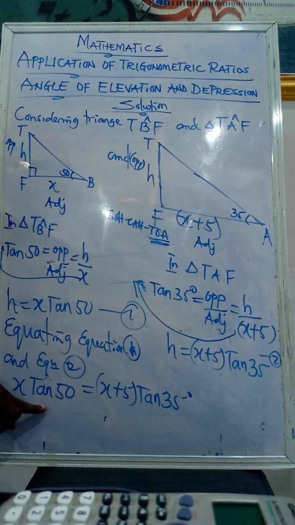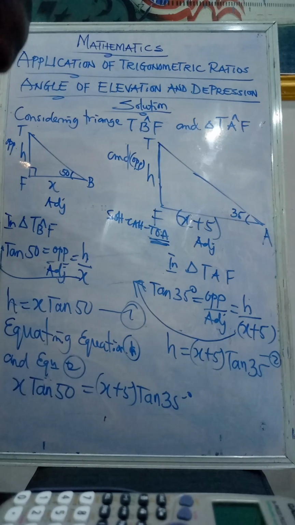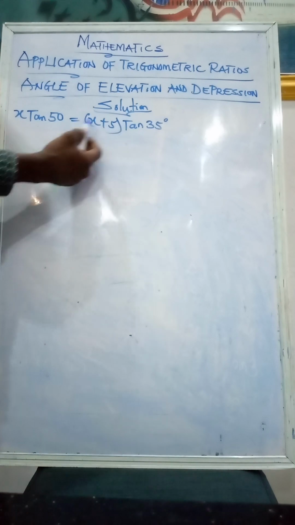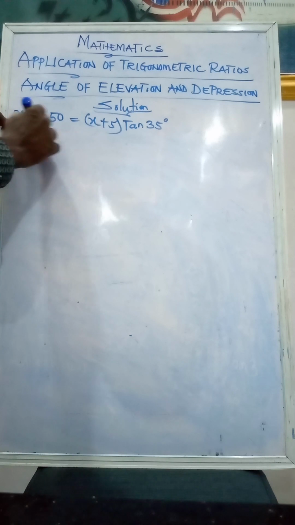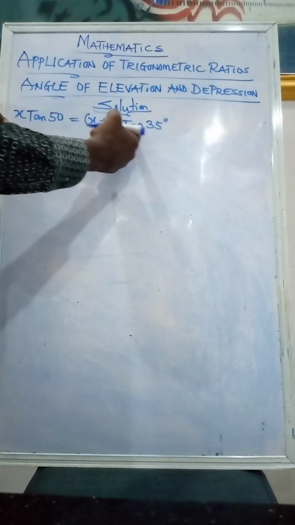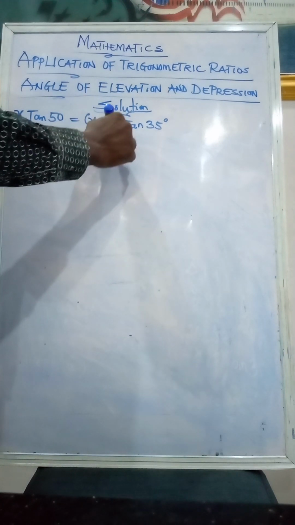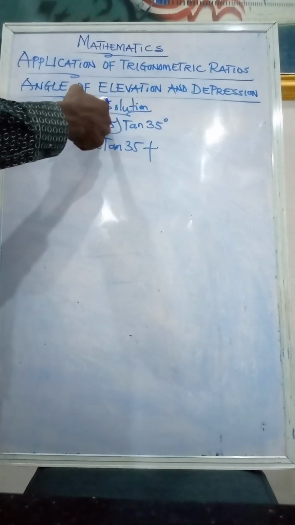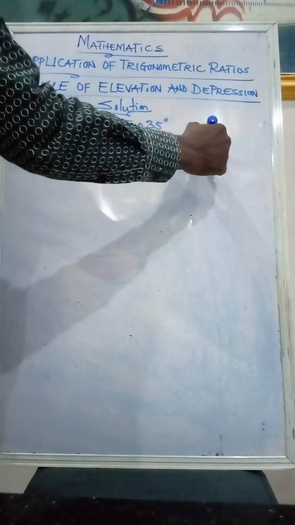From here, I'll use tan 35 to open the bracket so that I can make X the subject of the formula. So opening this bracket, we have X tan 50 equals tan 35 times X, which gives X tan 35, then plus tan 35 times 5. Remember, the number stays at the front. I'll write 5 tan 35.